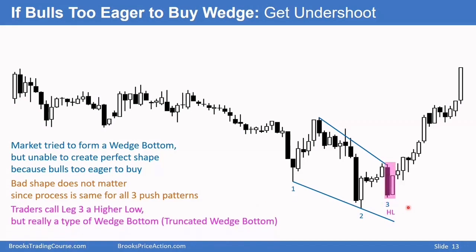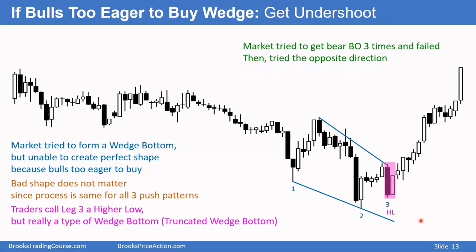You can call it a higher low. It is a higher low, but it's really a variation of a wedge. The market tried to get a bear breakout 3 different times, here, and again here, and failed all 3 times, and then it decided to try in the opposite direction. That's exactly what happens in a wedge. The market makes 3 attempts down. However, typically the third push is below the second. All 3 fail. The market then decides it cannot go lower, so maybe it's gone too low already, and then it tries to probe in the opposite direction.